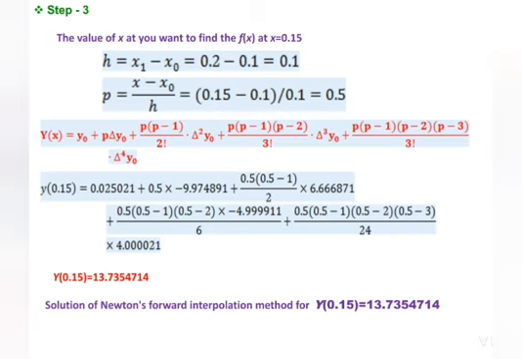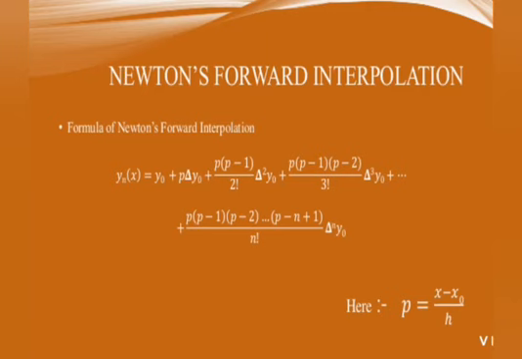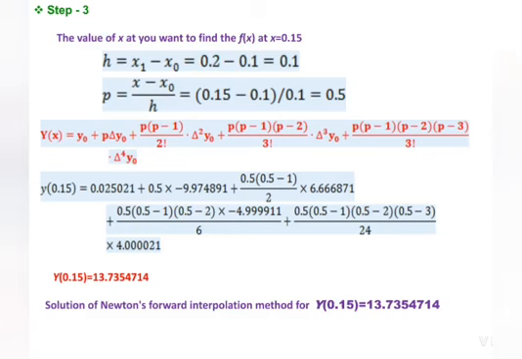And see the calculation here. This is step 3. We have to calculate the values. First, the value of h, the difference height. I already told you height is nothing but the differences of x values. The first value is 0.1, the second value 0.2. So subtracting the values, we get the difference of x is 0.1, which is h, and p is calculated by x minus x0 divided by h.